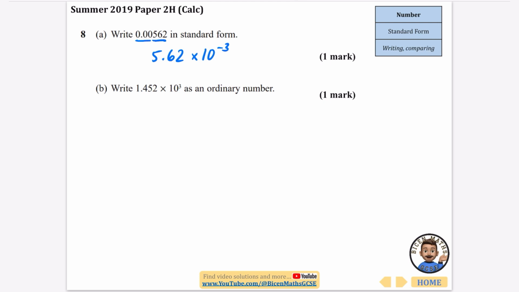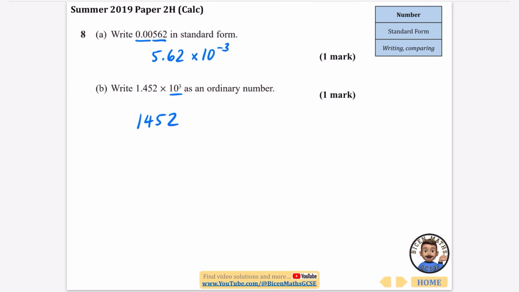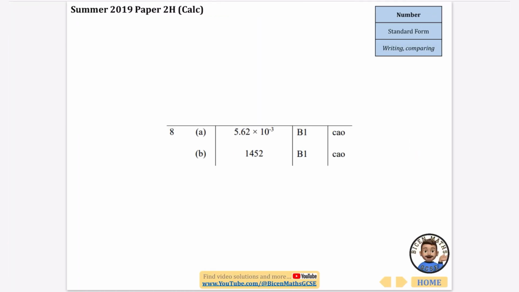1.452 times 10 to the 3 is an ordinary number. Timesing it by 10 to the 3 means timesing it by 1,000. So it's just 1,452. Pretty straightforward for those ones. Like I said, I'm not normally going to be teaching standard form. It's more just going through the questions. So if you want to know how to do standard form, I've got a full playlist of this on my channel homepage. So we've got the correct answers of these two here and here.